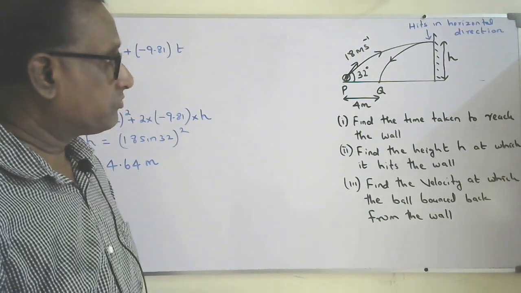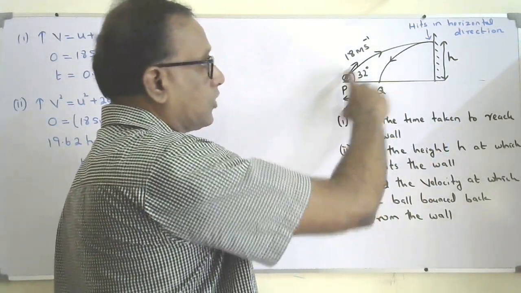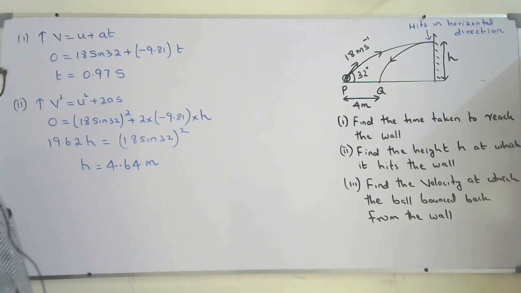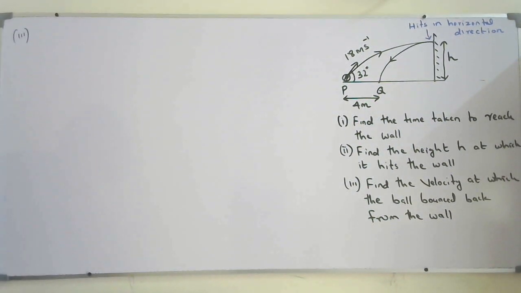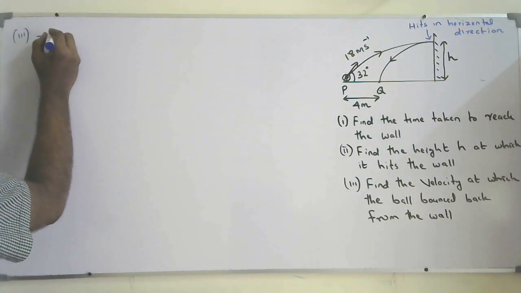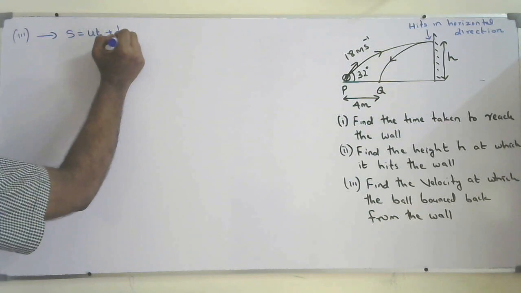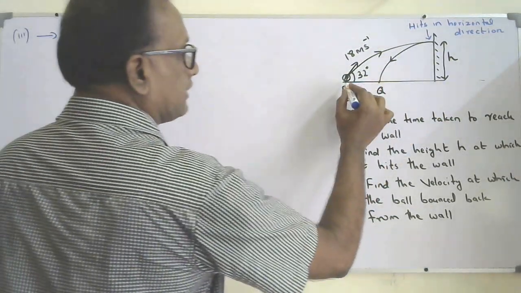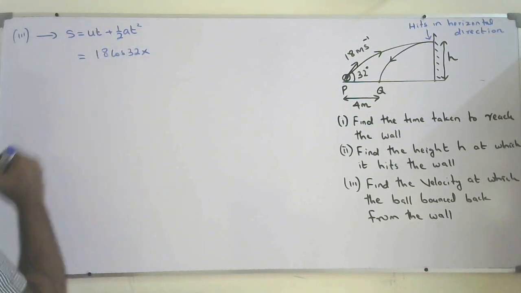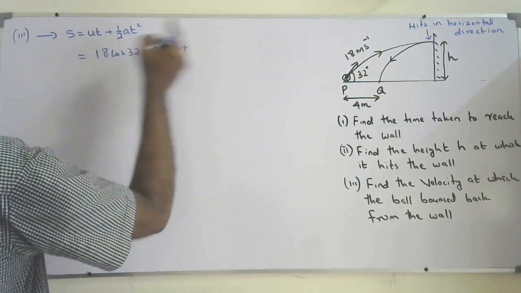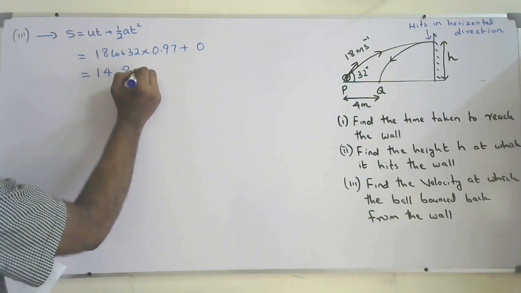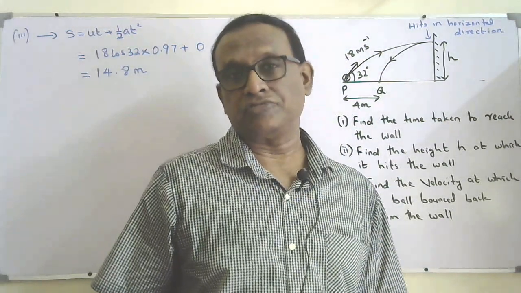Okay, so first I should find the horizontal displacement when the ball was kicked towards the wall. I need to find the distance of the wall, horizontal distance of the wall from point P first. So horizontally use s equal ut plus half at squared from point P to the wall. So I will find the horizontal distance. So I can find it like 18 cos 32 into the time we found, 0.97, plus acceleration is 0 horizontally. So the distance will be 14.8 meters. Okay, so the distance of the wall from point P is 14.8 meters.